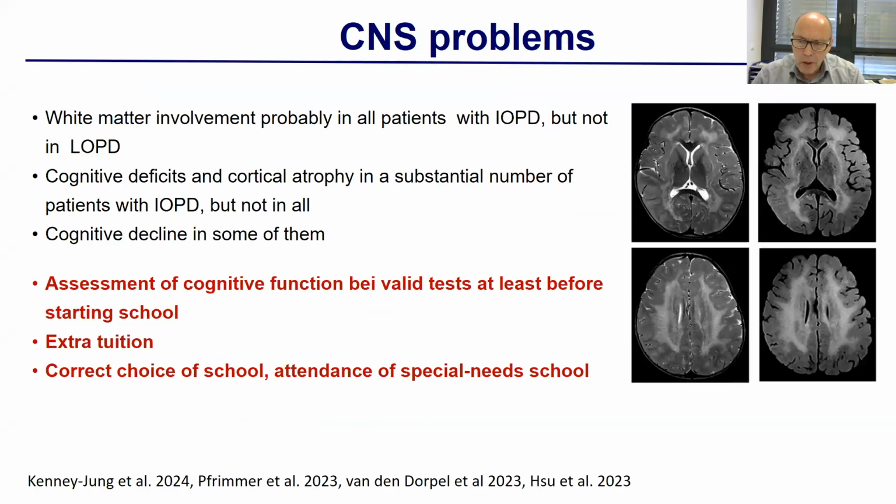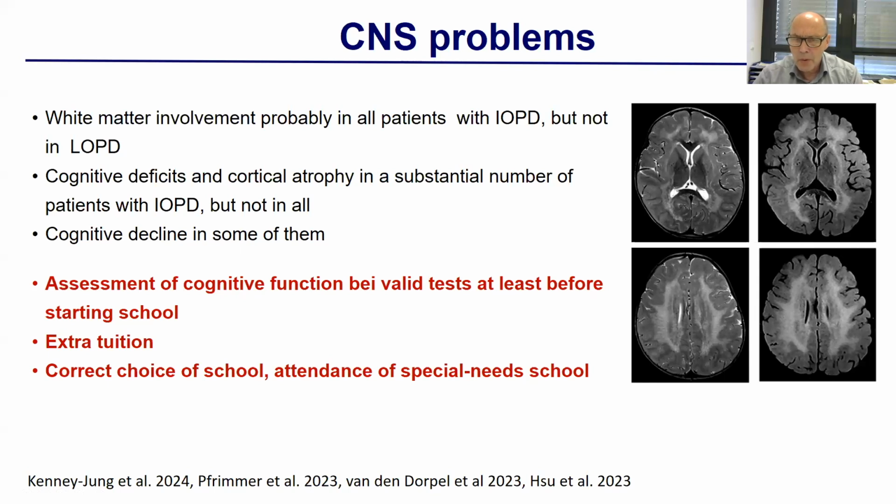So what we have learned in the last years, or what we understand better, is that the patients with infantile onset disease, not those with LOPD, have central nervous system problems. And one thing we see in the MRI is that the white matter is affected in probably almost all patients with IOPD. And a substantial amount of patients develop a cognitive deficit.